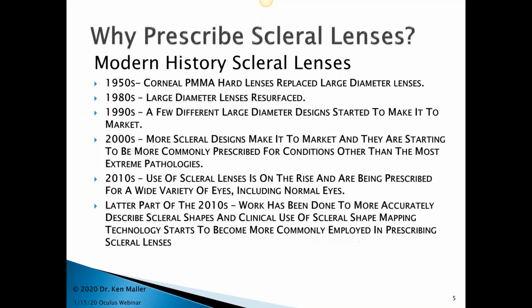Now, moving into the more modern history of scleral lenses, in the 1950s, after World War II and the plastics that had been developed, corneal PMMA hard lenses largely replaced the glass-blown scleral lenses that had been used up until that time. Corneal lenses really dominated for the next 30 years, also bringing soft lenses in around the 70s. In the 1980s, scleral lenses started to make their way back into usage. In the 90s, a few commercial brands made it to market.